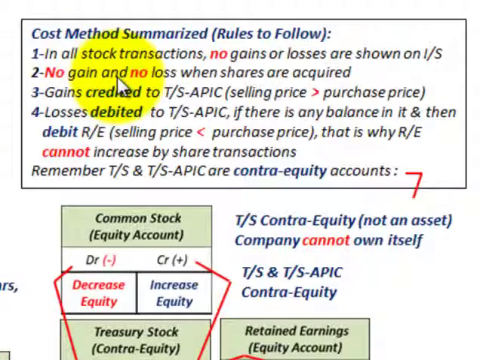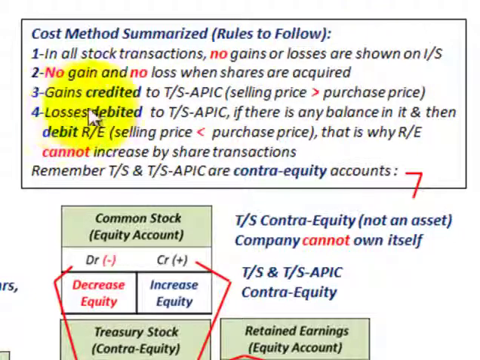Point 2, no gain and no loss when shares are acquired here. There's no gain or loss on shares acquired. Nothing goes to our income statement here. Only the gain or loss is recognized in those additional paid-in capitals and those retained earnings and so forth here. And then let's just go through that here. So 3, gains are credited to the treasury stock additional paid-in capital. That's where the selling price is greater than the purchase price.